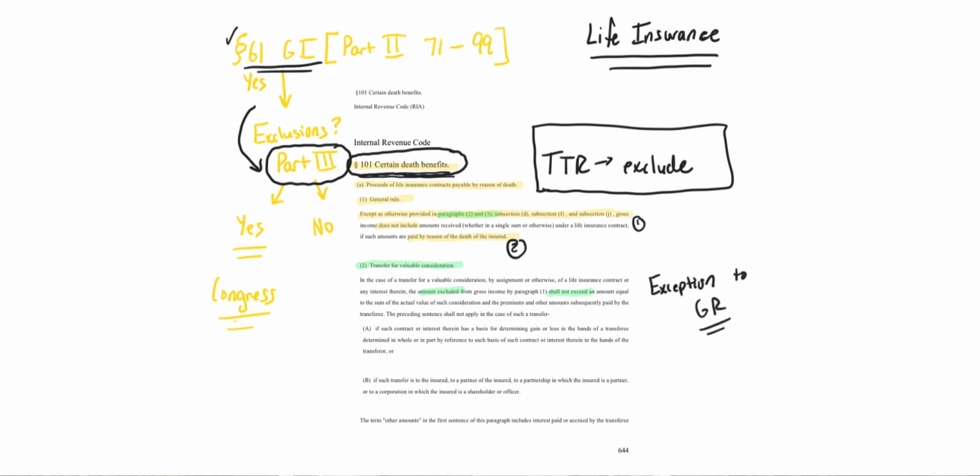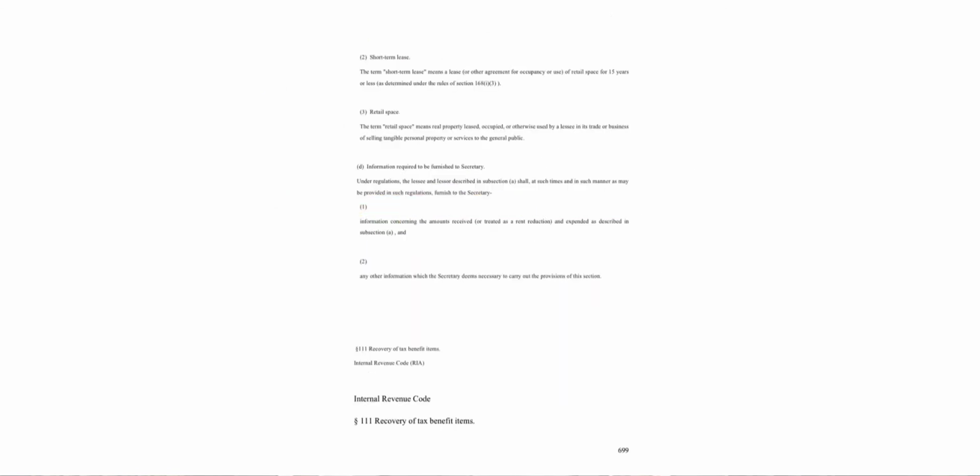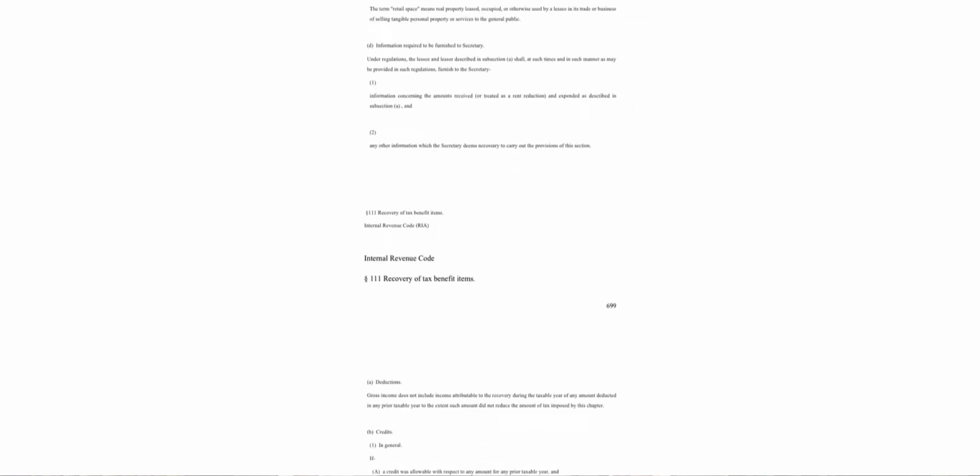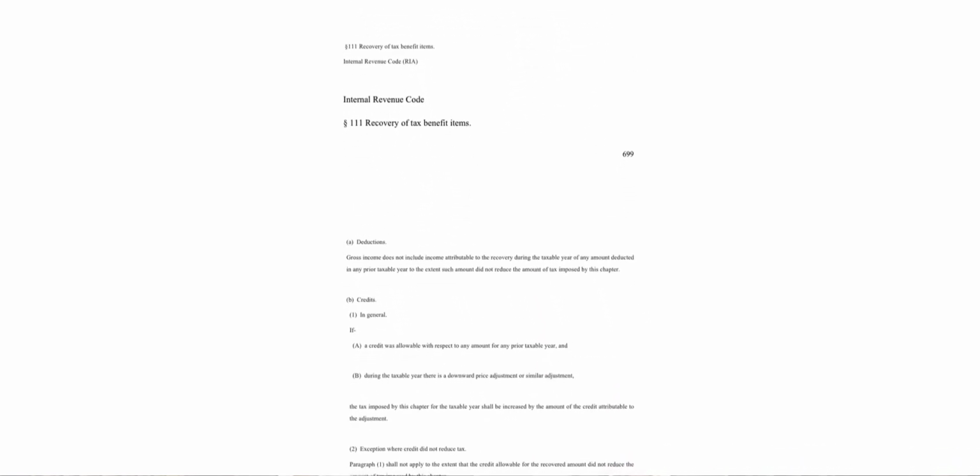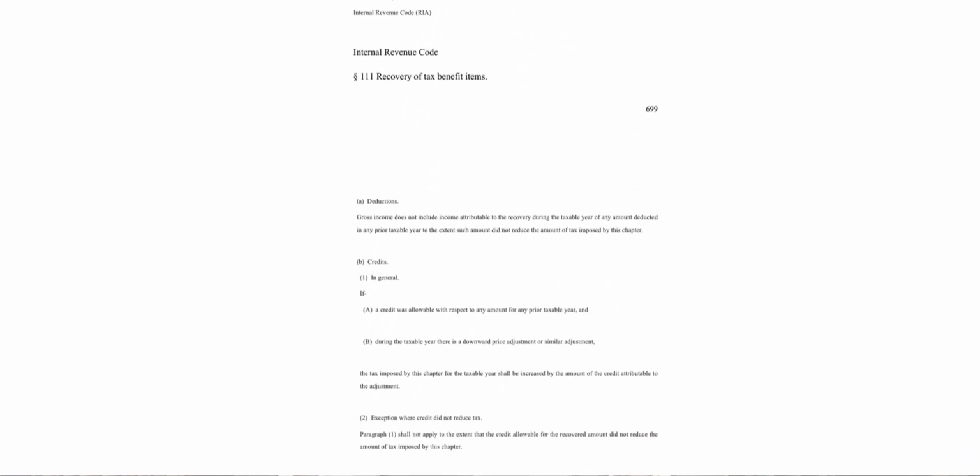All right, let's now continue on. Let's look at Section 111. The title is Recovery of Tax Benefit Items. Keep that in mind. This one is very difficult. So if you were looking through Part 3, again, looking for something, hey, I have Section 61 gross income, do any of these exclude me from gross income? As you go through and look at that.